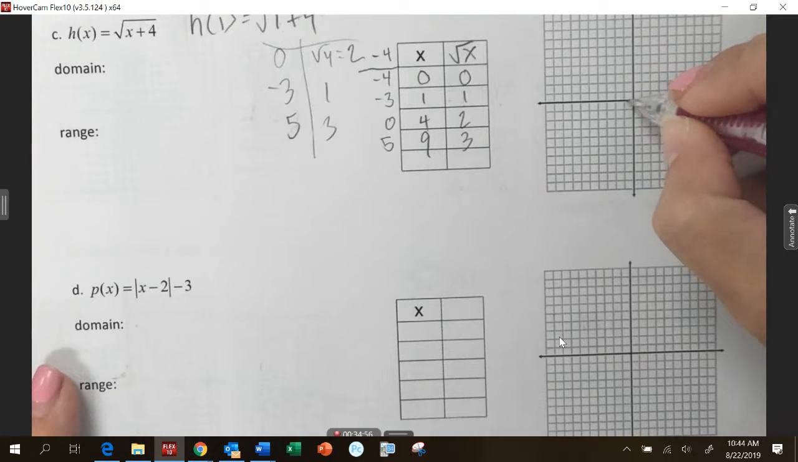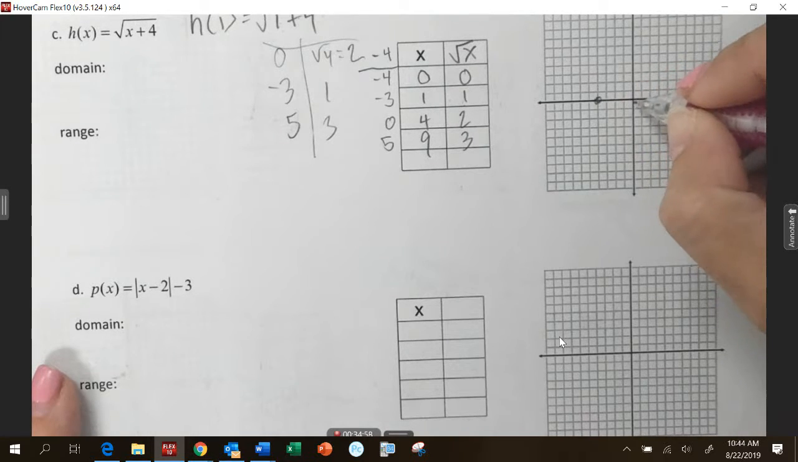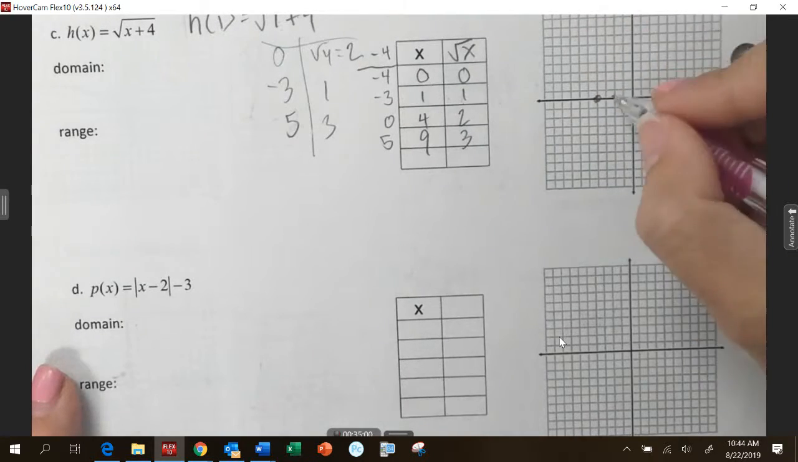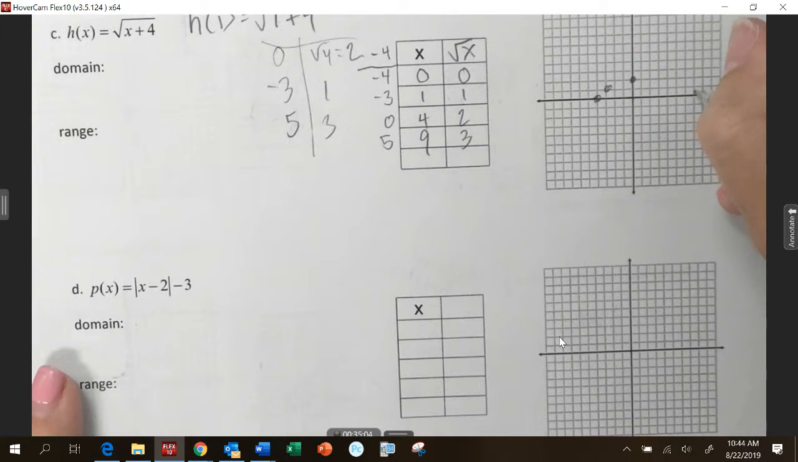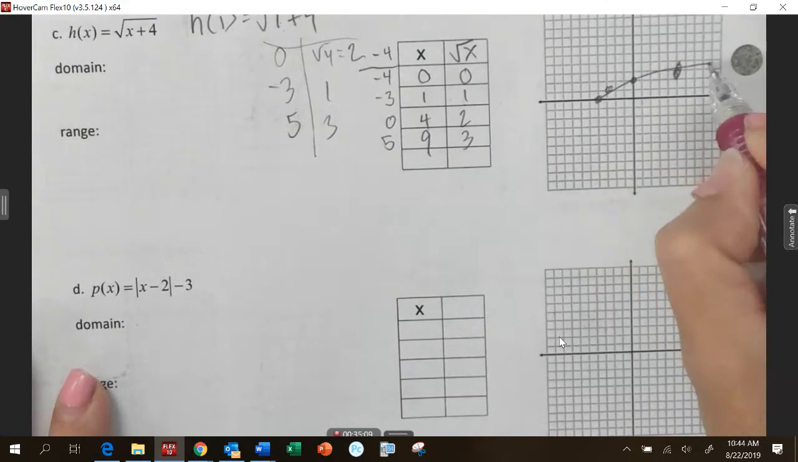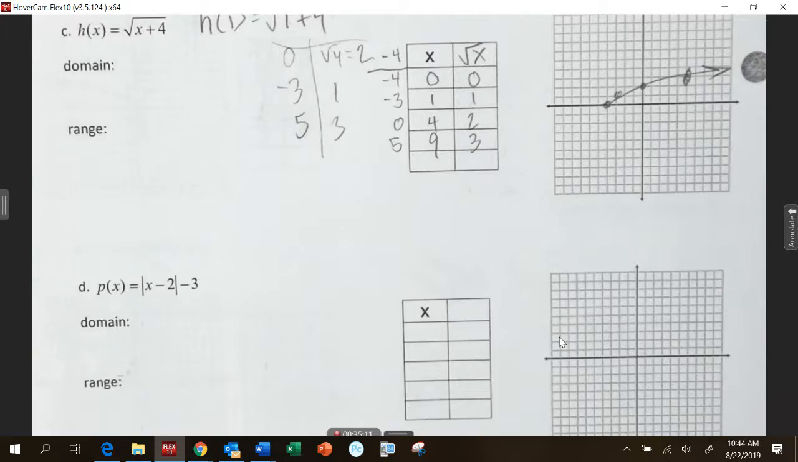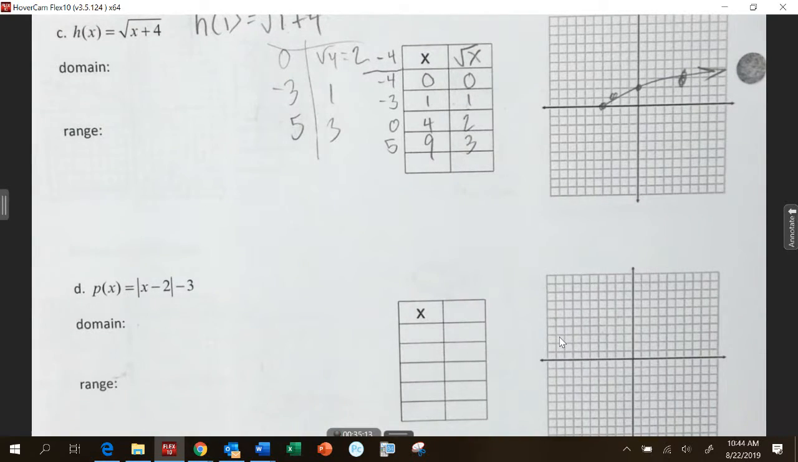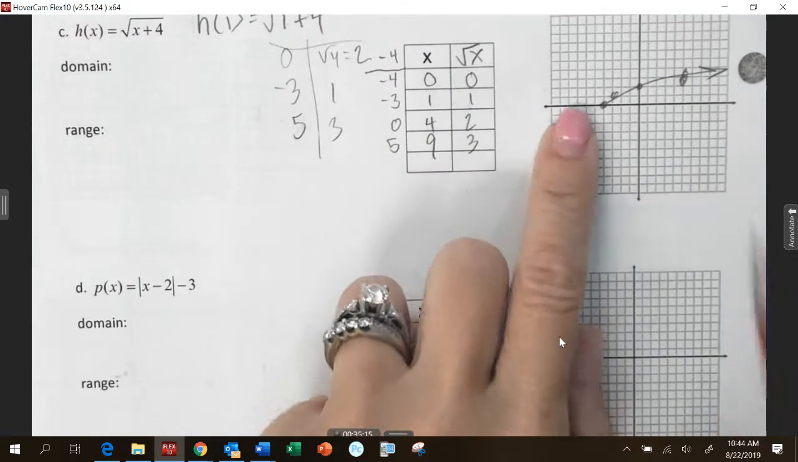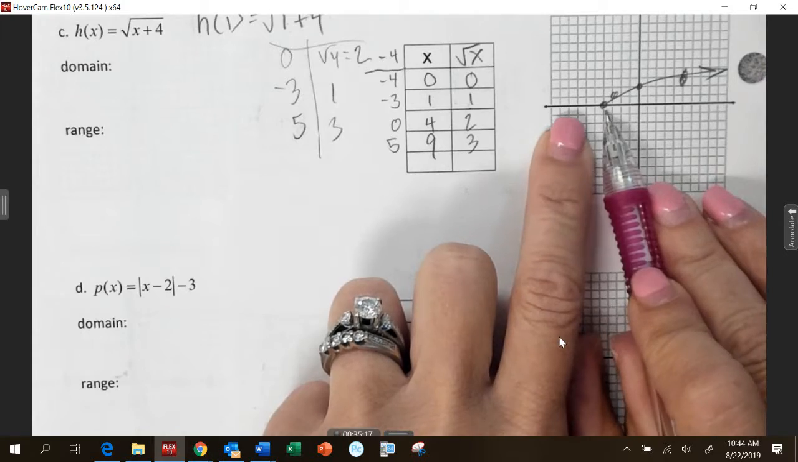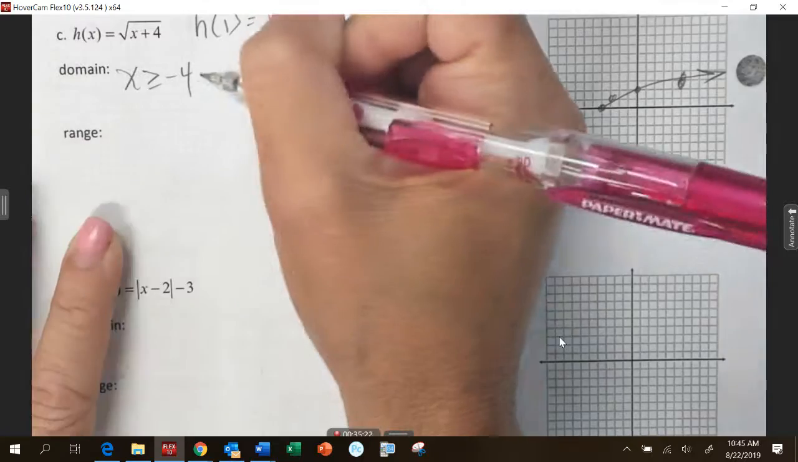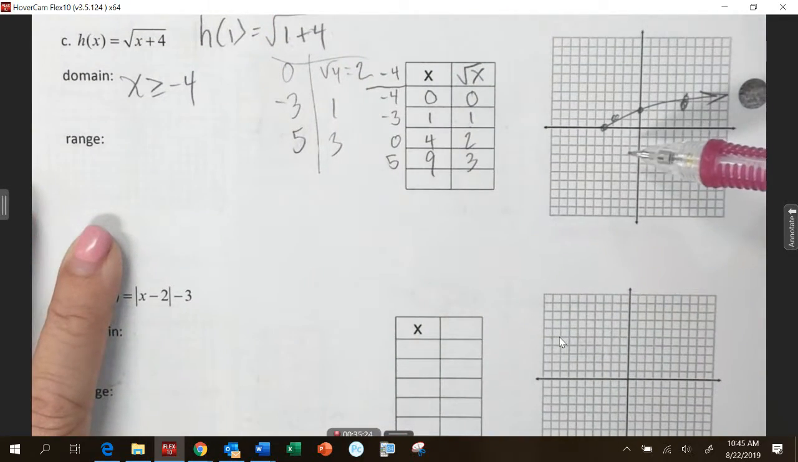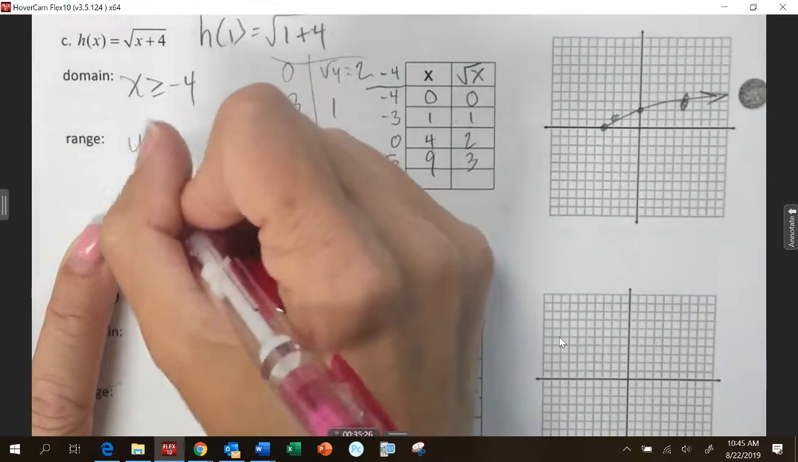So negative 4 is 0. Negative 3 is 1, 0 is 2, and 5 is 3. Domain, how far to the left does it go? Negative 4, so it's going to be x is greater than or equal to negative 4. Range, how far down does it go? 0.